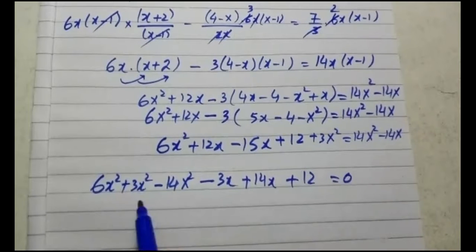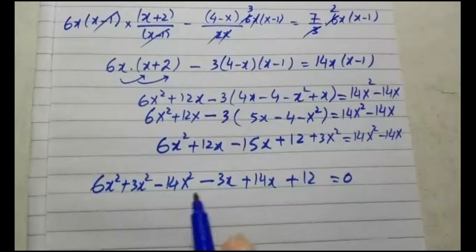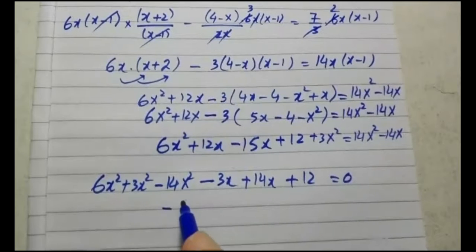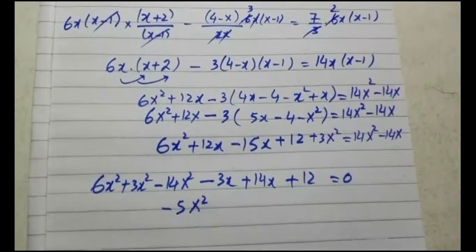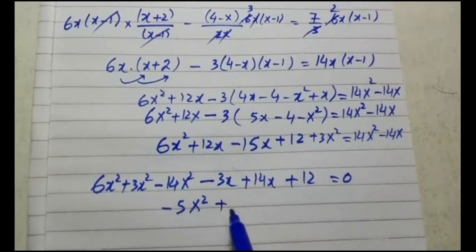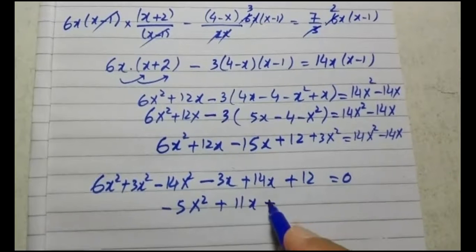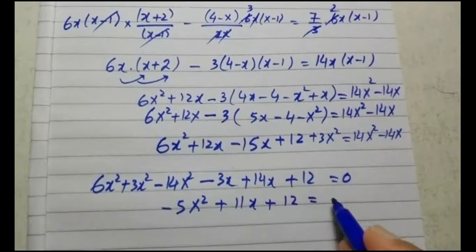Now you simplify: 6 plus 3 becomes 9, 9 minus 14 becomes minus 5x square, minus 9x square plus 11x plus 12 equals 0.